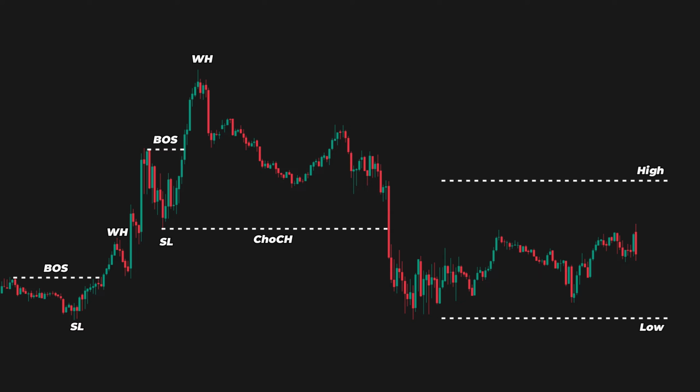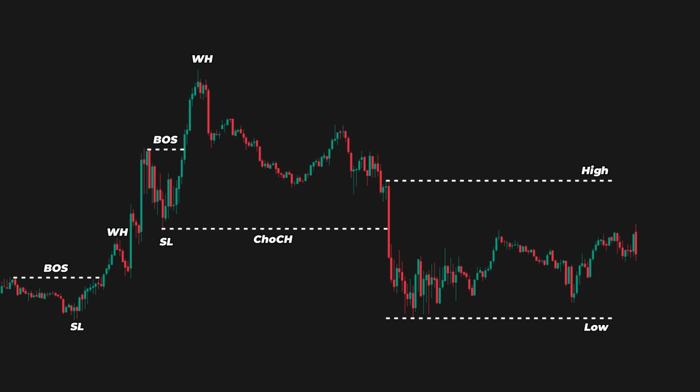Following this, the market enters a sideways phase, consolidating in a tight range without clear trend direction. This phase represents indecision, as both buyers and sellers appear to be waiting for more confirmation before taking control.